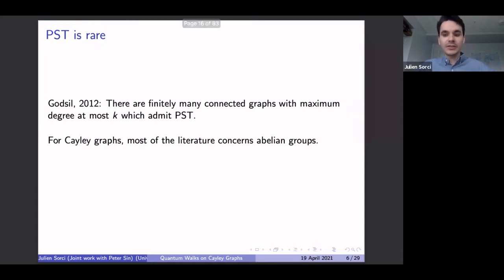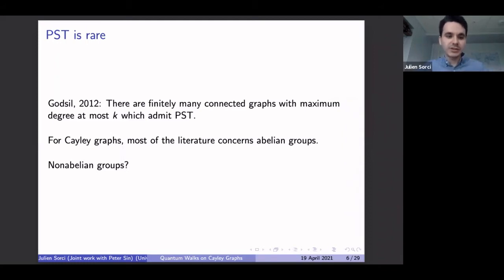And now, in the direction that I'll be interested in, in the literature for Cayley graphs and perfect state transfer, most of the research has been focused on the case of abelian groups. And now if you're interested in group theory like I am, you know that there are a lot of other groups aside from abelian groups. So it might be natural to ask, well, what does the situation look like if we start considering non-abelian groups? And so that's what I'll be getting into in just a little bit.